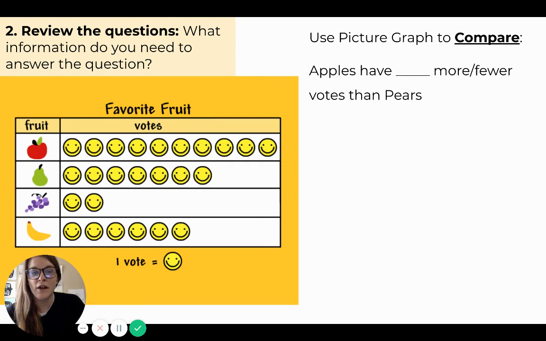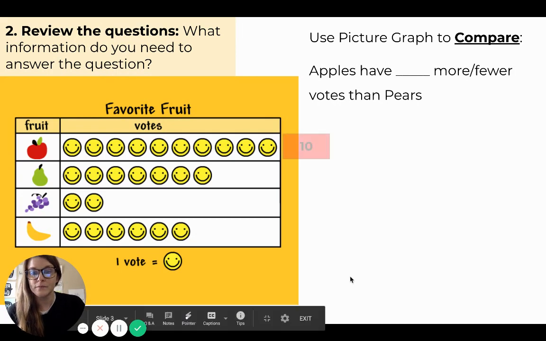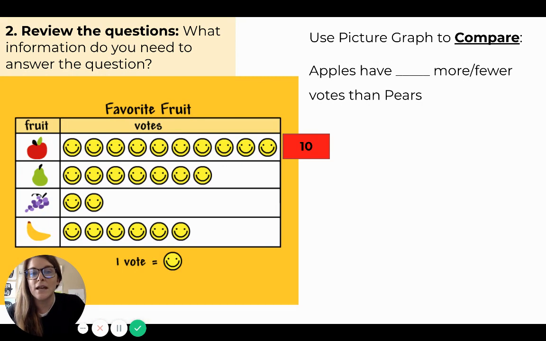So in order to figure out how many more or less votes apples have than pears, I have to look at the total in each category. From counting all the smiley faces, I can see that apples have 10 votes and pears have 7 votes. So now I need to compare those two numbers. Apples have blank more or fewer votes than pears. I can see that apples have 10 votes, which is going to be more votes than pears.